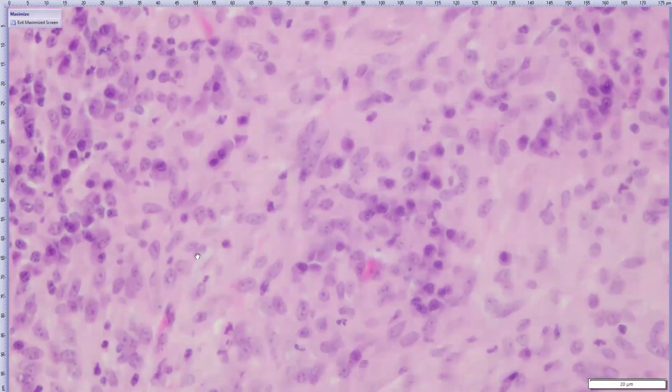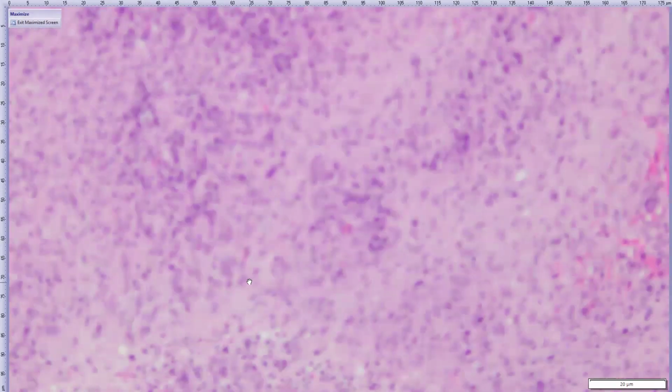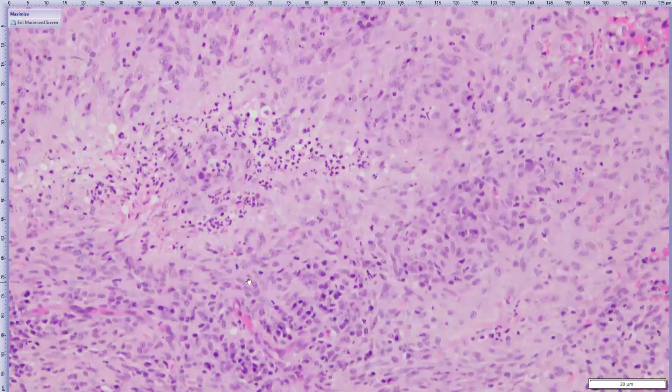And they are intermixed with some other cells too. So we have some plasma cells, maybe that's a lymphocyte. We have some neutrophils too. And there are some eosinophils in here as well. They're pretty rare though, so I won't waste our time trying to find them.